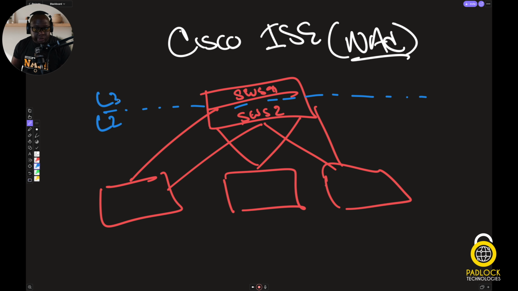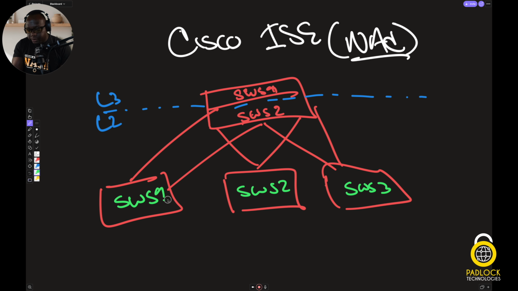Now this is if you're doing your traditional design. I'm not talking about Cisco Software-Defined Access, or SDA, which basically removes spanning tree from your entire campus network, but that's a whole different design. We're not even going to talk about that. So from an access switch, this is switch one, switch two, switch three.